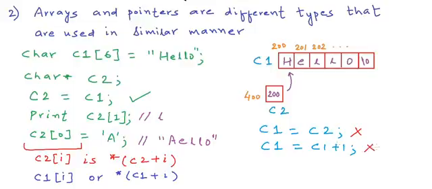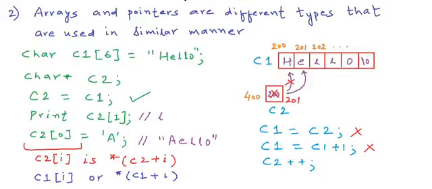We can do it for C2, which is a pointer variable. We can say C2 plus plus. So C2 now points to the next element. With this statement here, all that will happen is C2 will become 201. So instead of pointing here, it's now pointing to this particular element E.